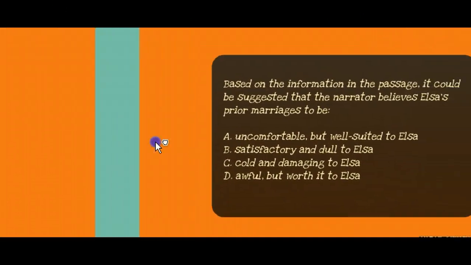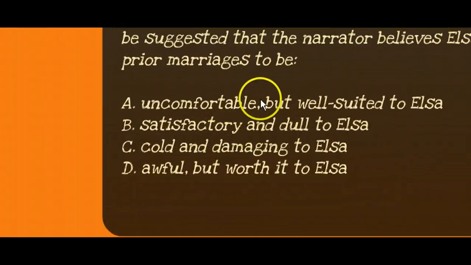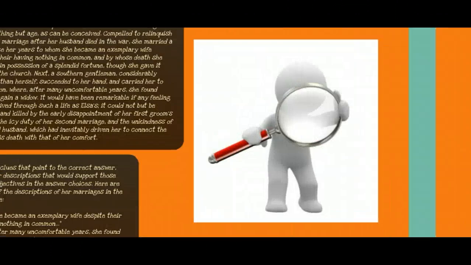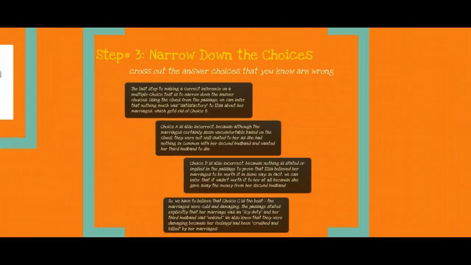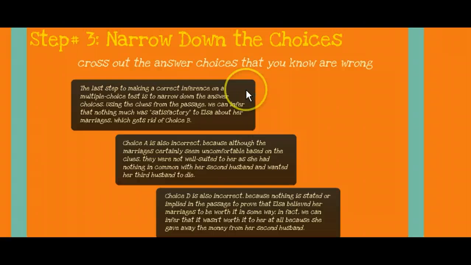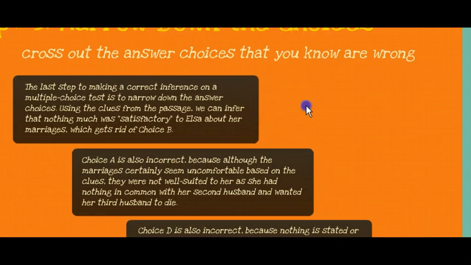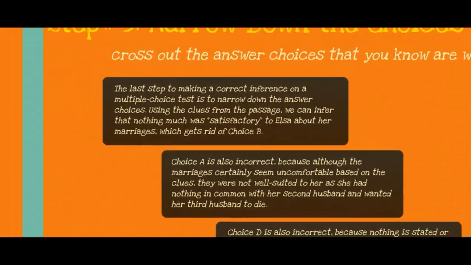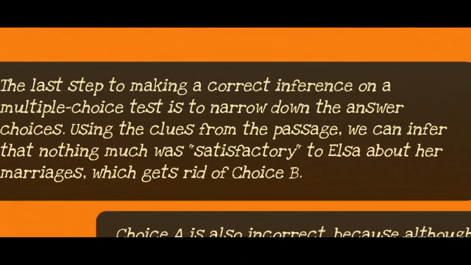If you look over here, we can look at these answer choices and see which one of these answer choices fit with those responses. Okay, so let's play this out a little more. Once you've done this, the third step is now to, based on that information, narrow down the choices and try to select the right answer, right? Cross out the answer choices that you know are wrong. So if we were to apply it to the one that we're looking at right now, it could look something like this. The last step to making a correct inference on a multiple choice test is to narrow down the answer choices.